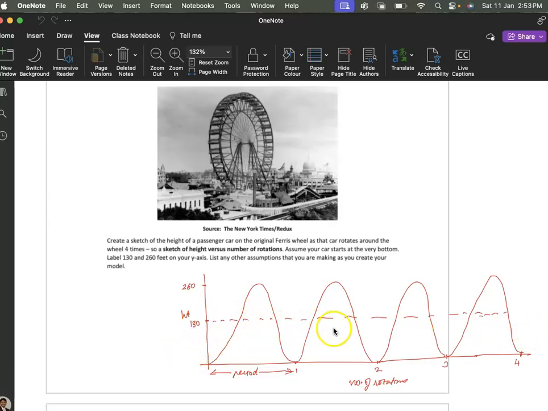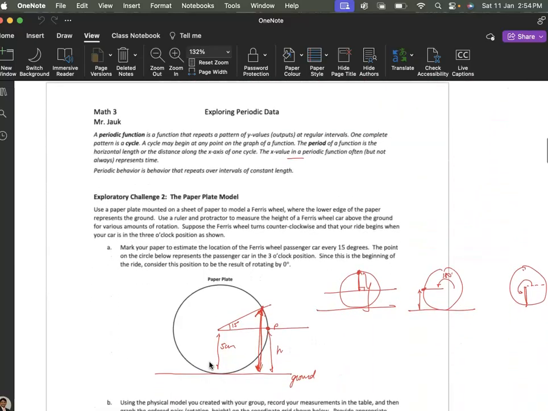That will become your principal axis, the midline. The amplitude is from the midline to the extreme. So from 130 to 260, or from 130 to 0, that's also the amplitude. It should be equal. We'll be using that to make the model.